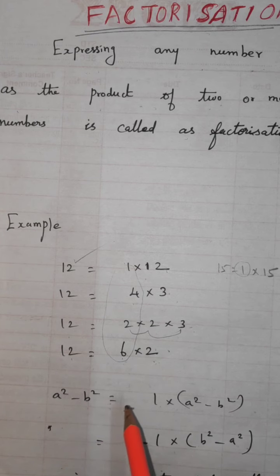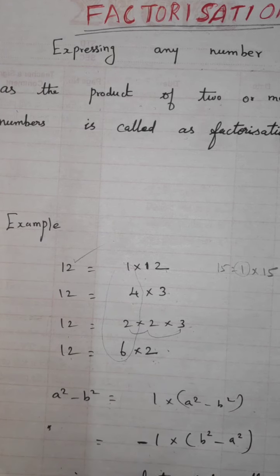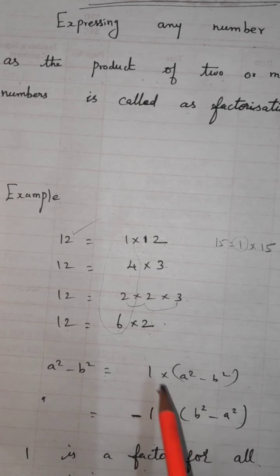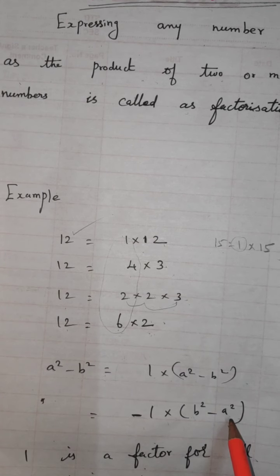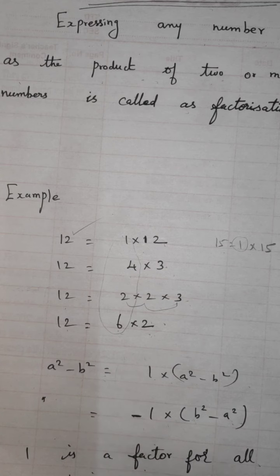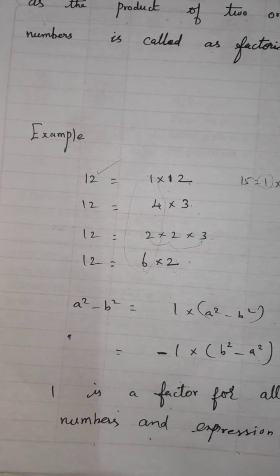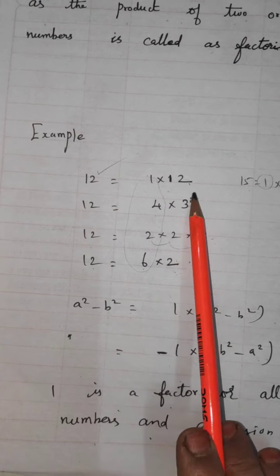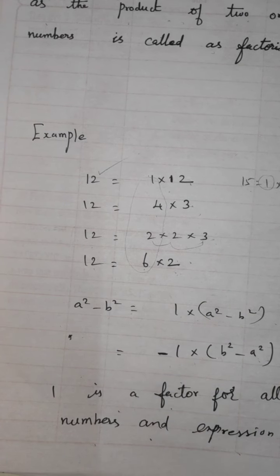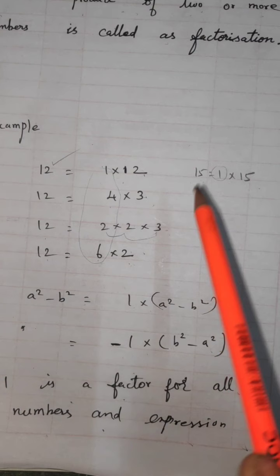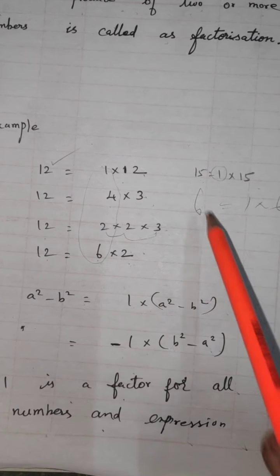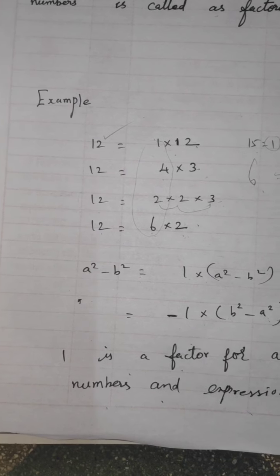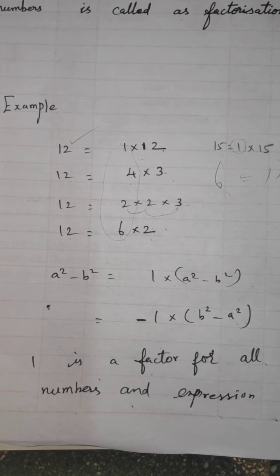a squared minus b squared equals, how do they multiply the number? 1 into a squared minus b squared equals a squared minus b squared. Minus 1 into, change and write, b squared minus a squared. So 1 is a factor for all numbers and expressions. How do they do it? 1 into 12. Suppose you select 15, 1 into 15. Any number, 6 also, 1 into 6. So 1 is the factor for all numbers and expressions.